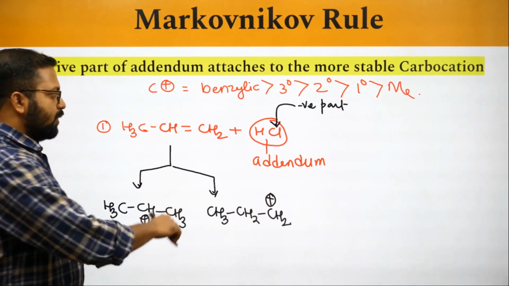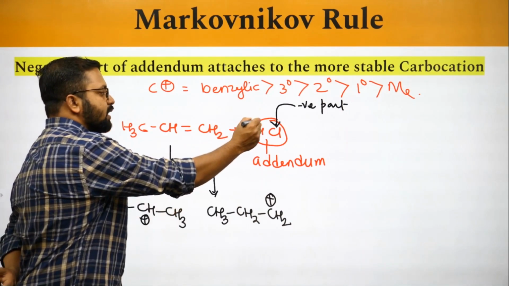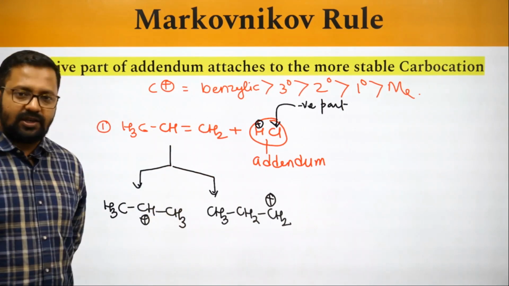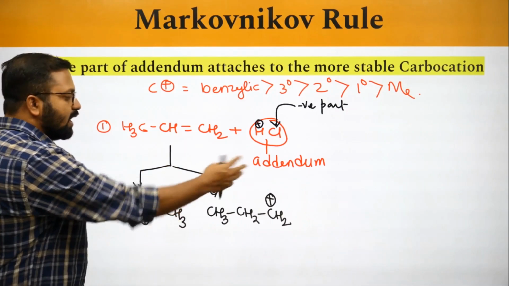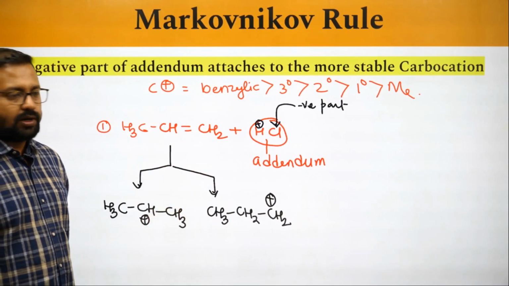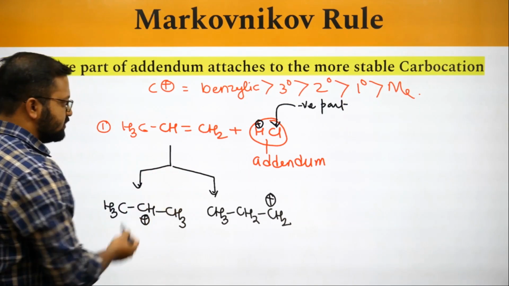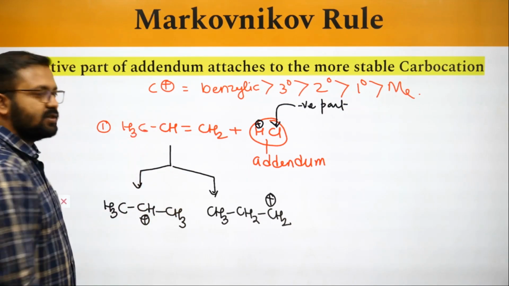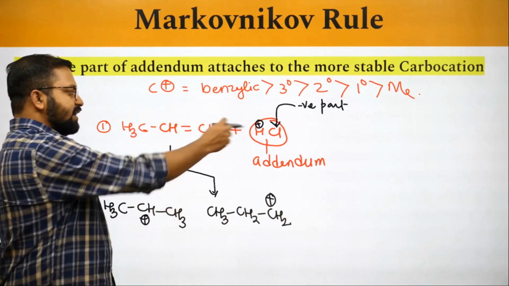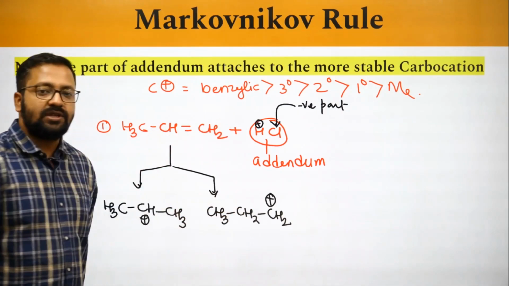Assume that the H plus part is attaching to one carbon, and the other carbon is changing into a C plus unit. So if this H plus is getting attached to this carbon atom, the middle one changes to C plus. If H plus gets attached to the middle one, the terminal one becomes C plus.